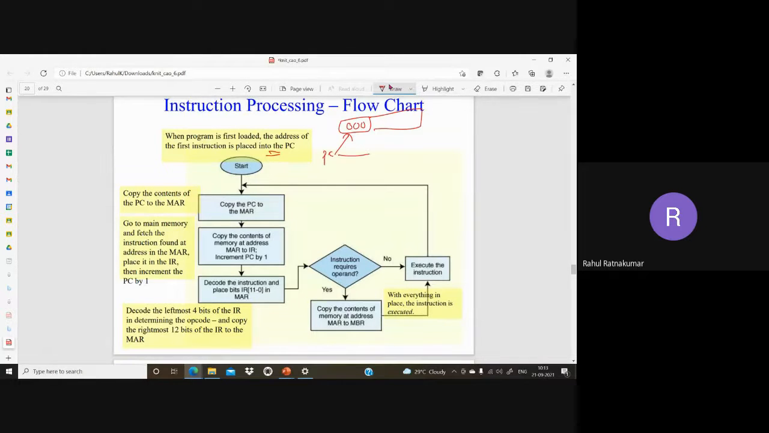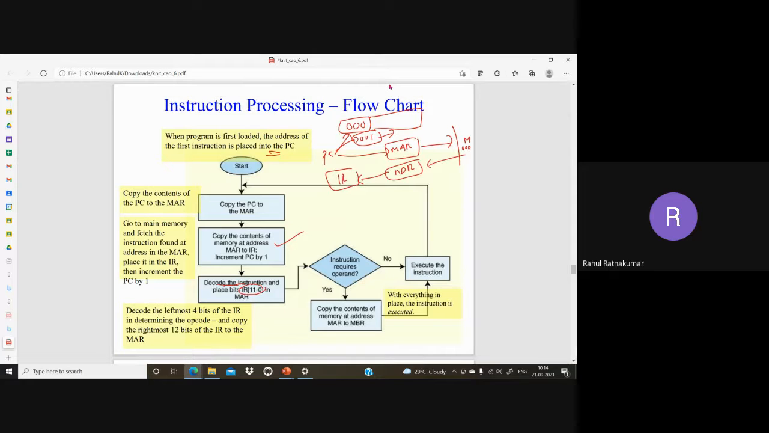Now this PC goes to the MAR, so that I can fetch the instruction. The MAR goes to the memory, and the memory data comes to the MDR. So now the instruction from location 0, 0 is stored in the MDR. Now it has to be decoded, so it is put in the IR. The contents of the memory address are put in the IR. Now PC is incremented to point to location 001, the next instruction. Now the control unit has to decode the instruction, and based on bits 11 to 0, you should know the address, which data is coming from which address.